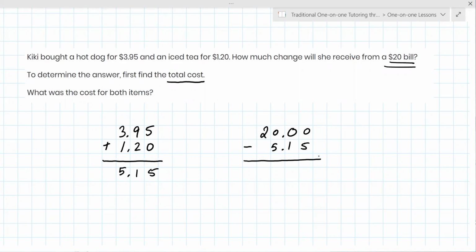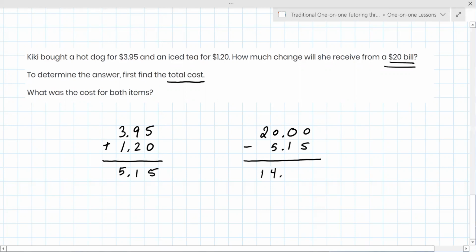I got my answer. Okay, what is your answer? 14.85. Yes, that's correct. Now you'll notice when you start doing these problems with a bunch of zeros, it always goes down to 9, 9, and then 10, and you'll see that over and over.